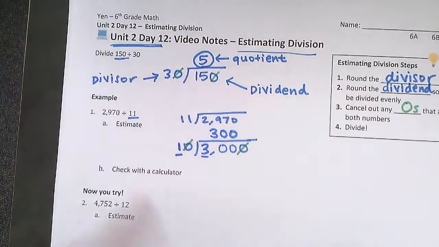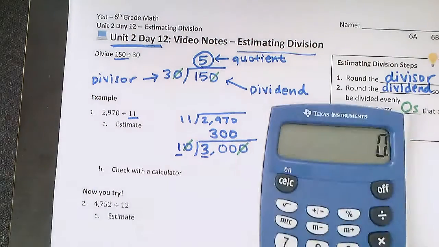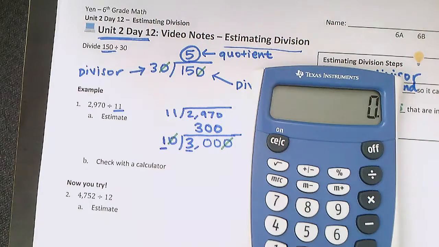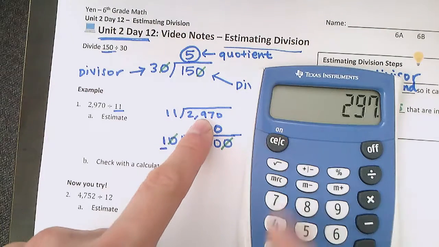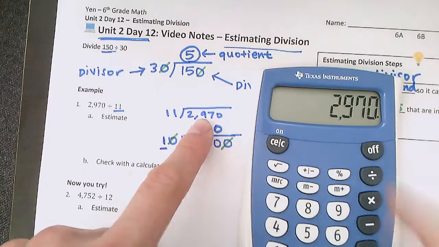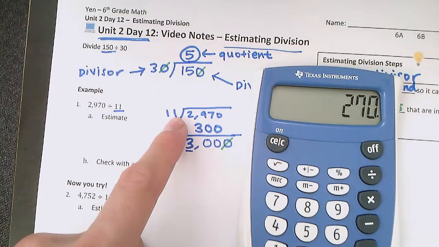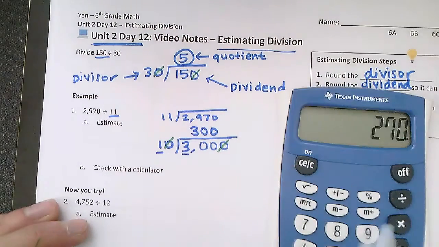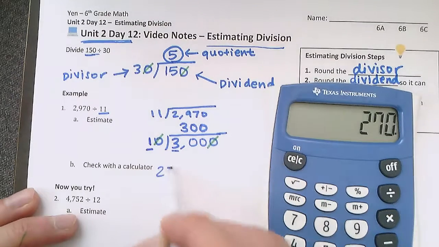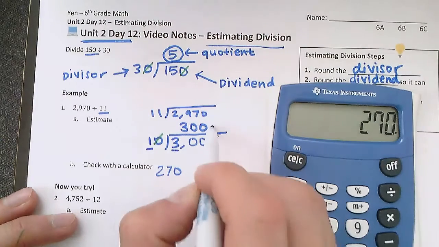This next part says to check with a calculator. This is what we're going to do just to see how well we were able to estimate it. You can do this on your calculator, or you can follow along with mine. 2,970 divided by 11 equals 270. So the actual answer is 270, which is pretty close to our estimate, 300.